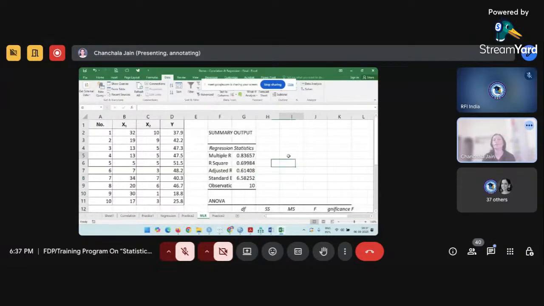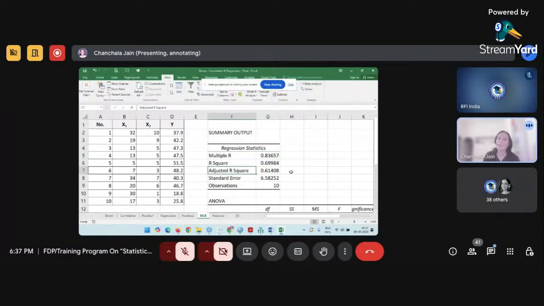Fine. You can find we are getting the regression results. Multiple R will indicate the relationship between your variables. R square we will not interpret, we will interpret adjusted R square. So it is indicating that 61.4% variance or change in your dependent variable y is explained by both of the independent variables simultaneously. Is it clear? Total observations were 10.